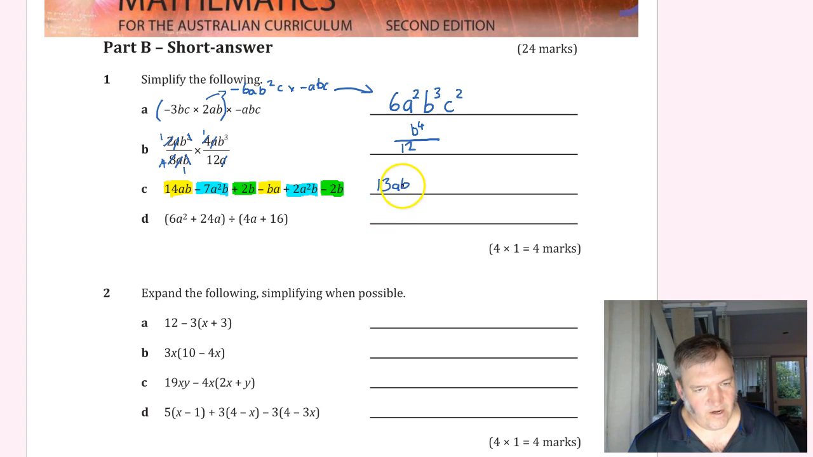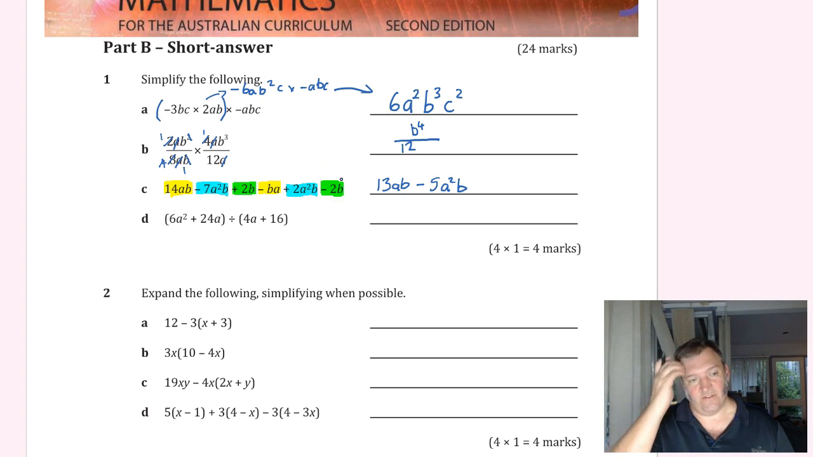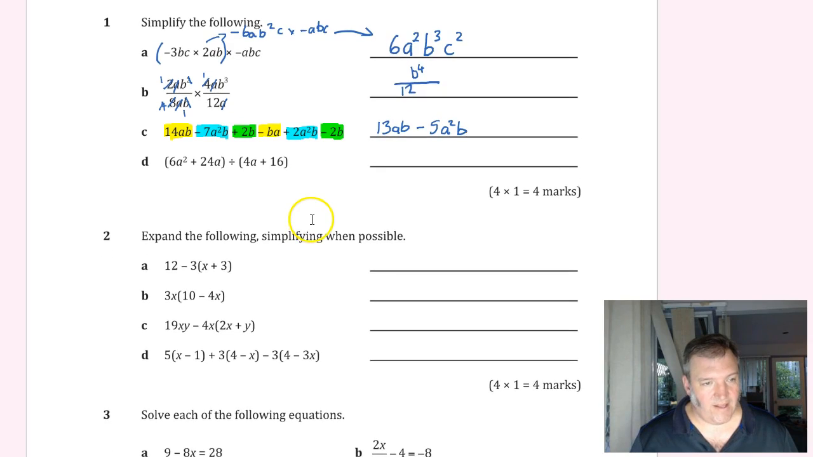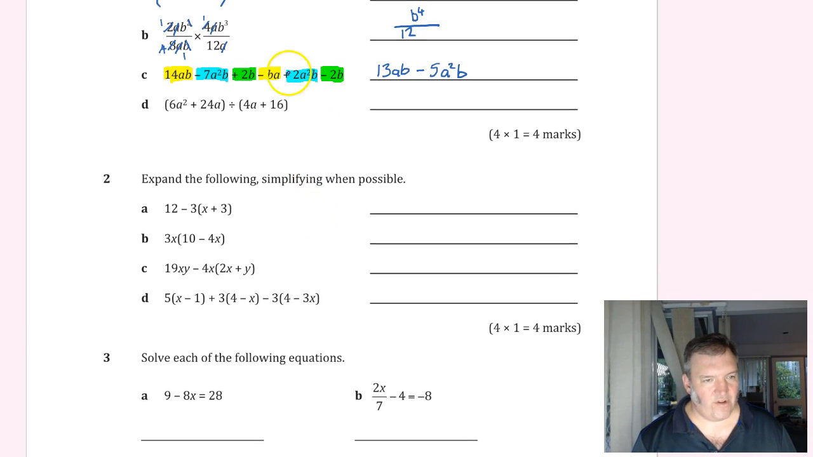And it's nice if we write it in alphabetical order, so we'll do that. 13AB. Negative 7 A squared B plus 2 A squared B. So negative 7 plus 2 is now just negative 5 A squared B. And finally, plus 2B minus 2b. Oh, 2b minus 2b is nothing. So we're done. Didn't have to do any more for that. That's not so bad. Alright, lucky last one here. They've tried to make it difficult, giving us division written sideways.